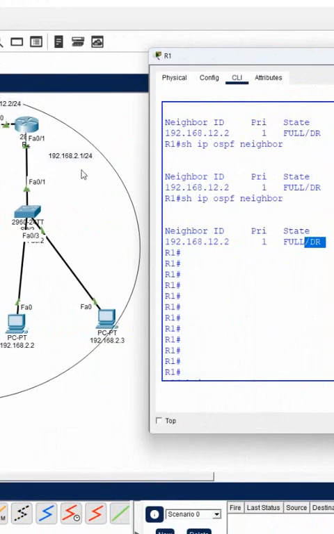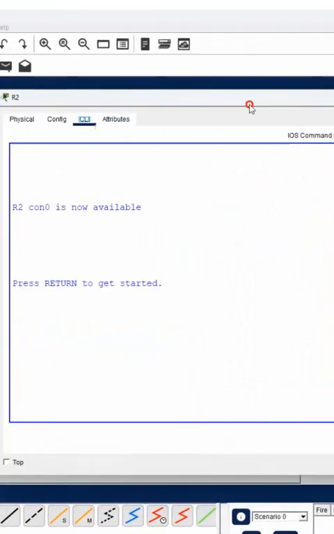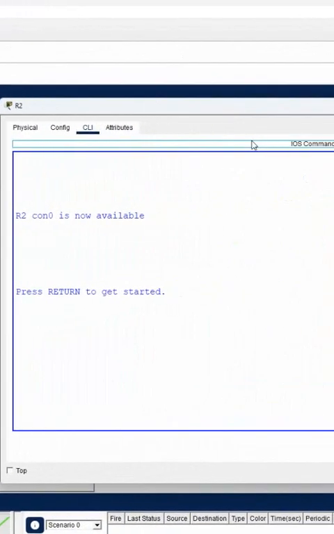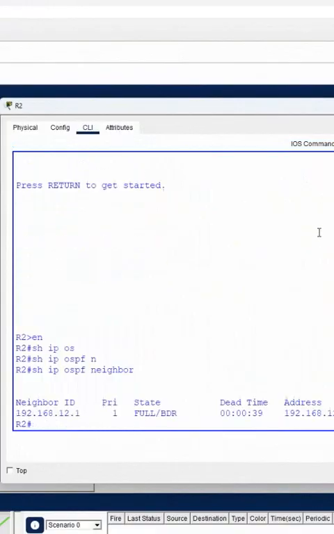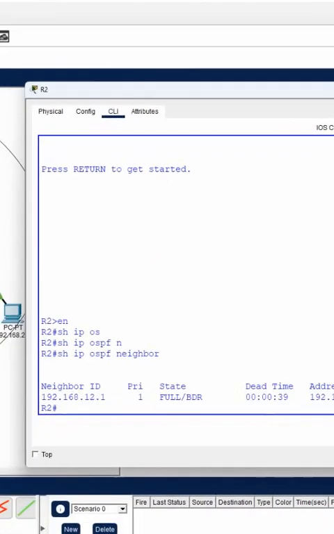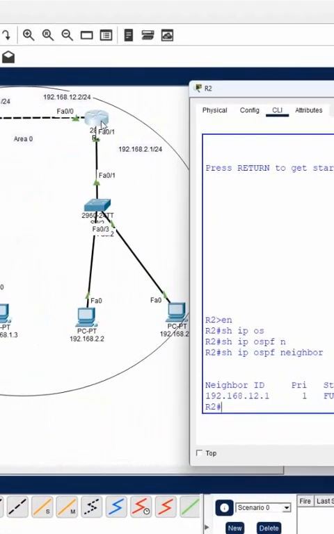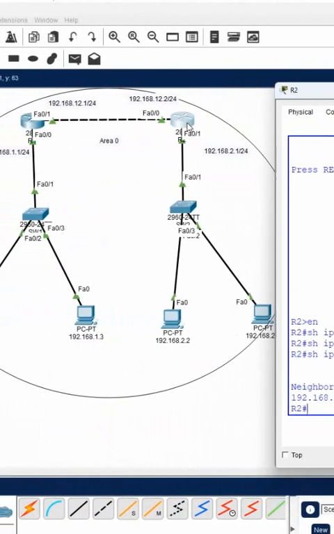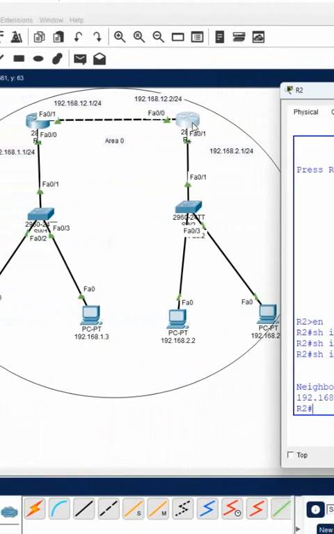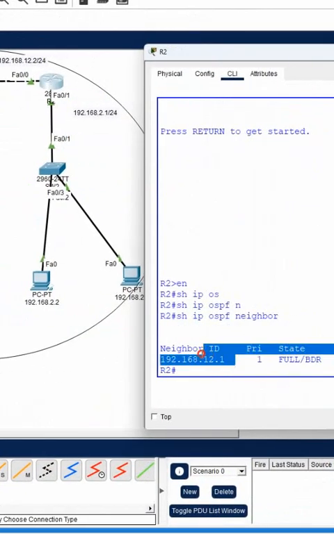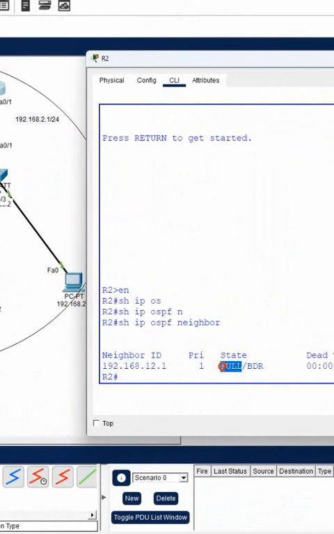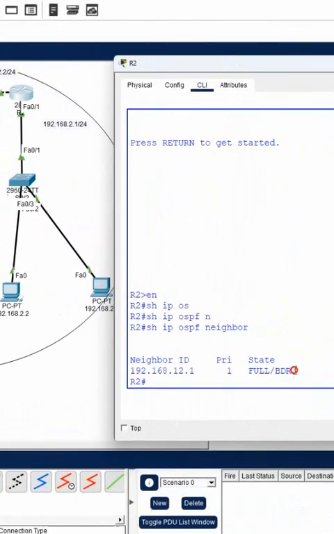You can see here. If I go here and check the R1 information, here also I can go into router 2 and type show IP OSPF neighbor, and you can see I am checking who is my neighbor. I go inside R2. I am saying R2, let's check who is your neighbor. So R2 is saying R1 is my neighbor and this is my neighbor ID. Priority is 1, the state is full, but R1 is a BDR.